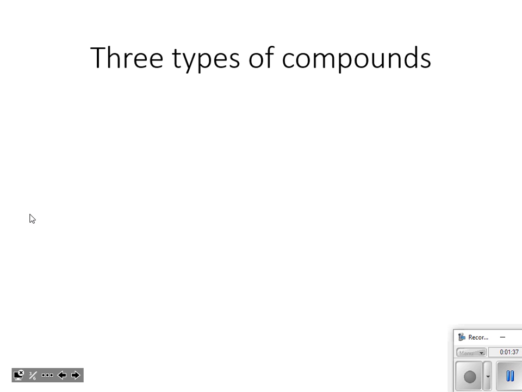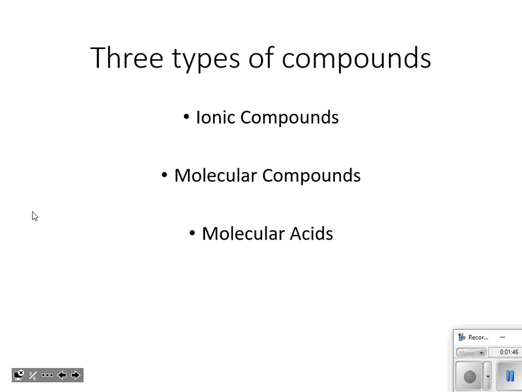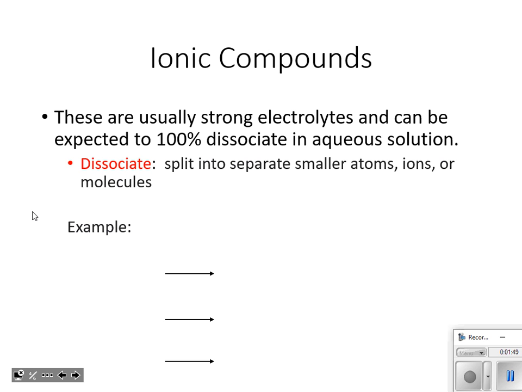When we talk about this lab, we're going to talk about three different types of compounds. Those are ionic compounds, molecular compounds, and molecular acids. Ionic compounds are the first one. These are usually strong electrolytes, and they can be expected to 100% dissociate in aqueous solutions. Well, what does that mean, dissociate? That is to split into separate smaller atoms, ions, or molecules. In this case, they're going to be splitting into separate smaller ions because it's an ionic compound.